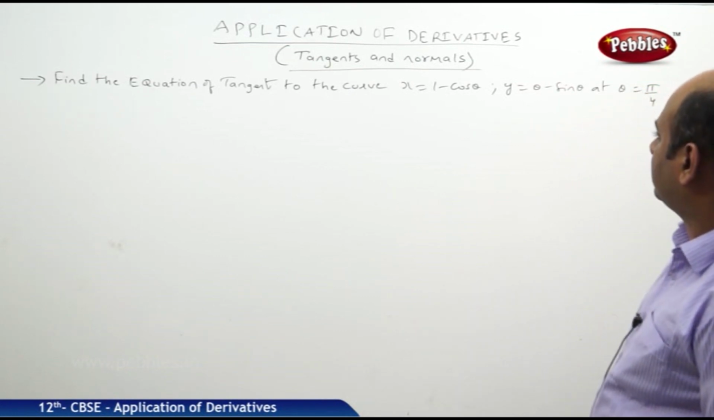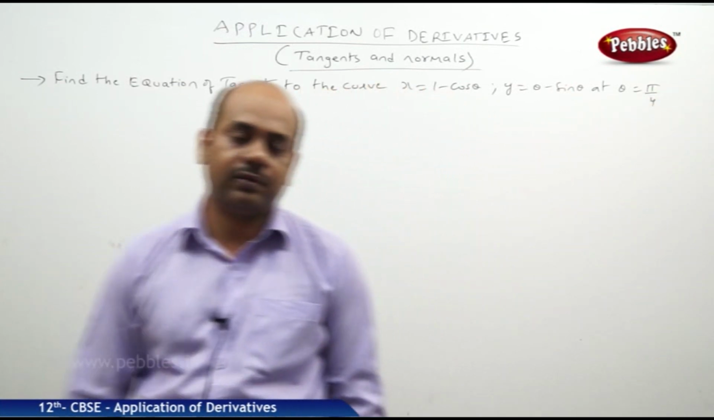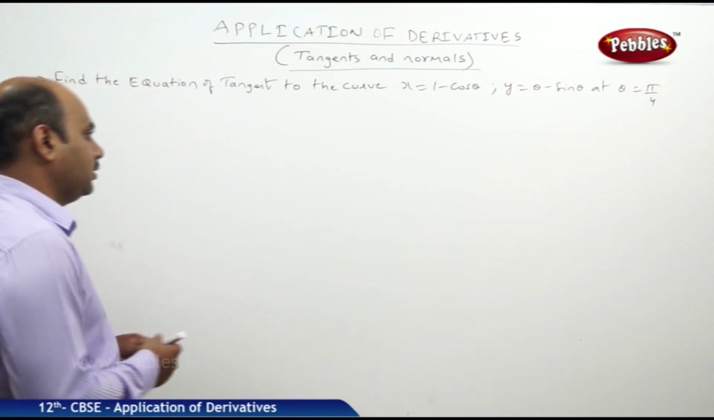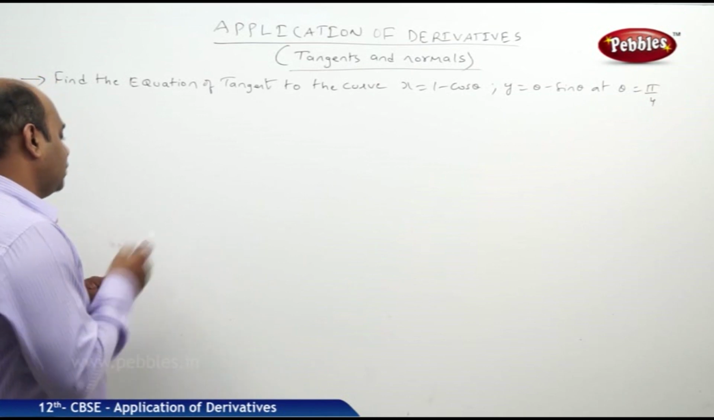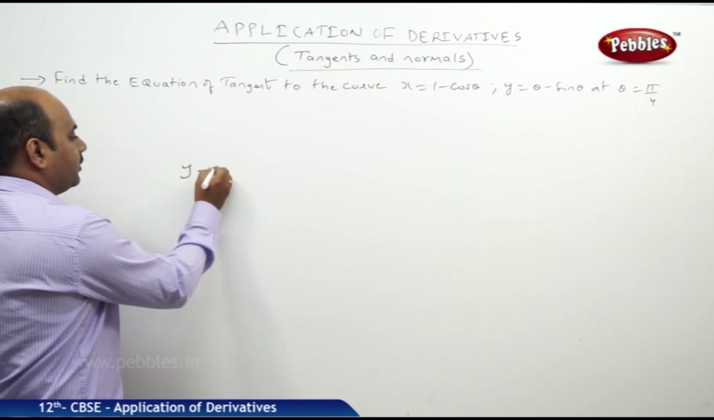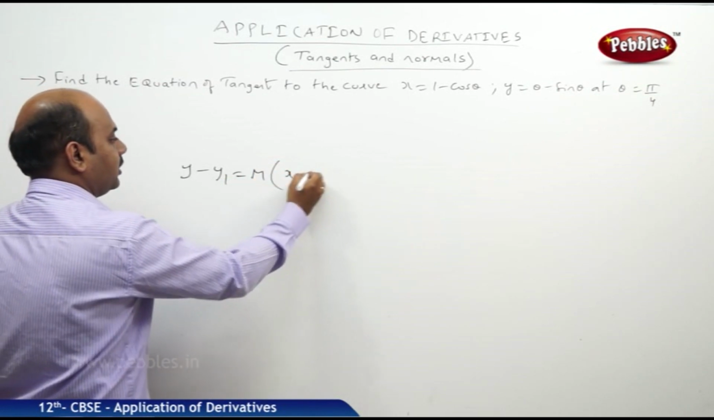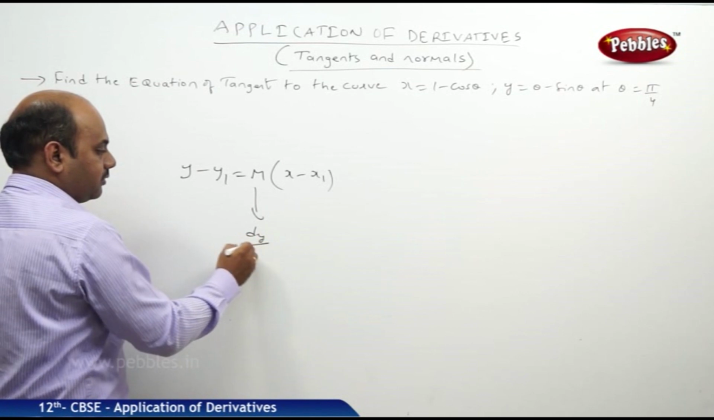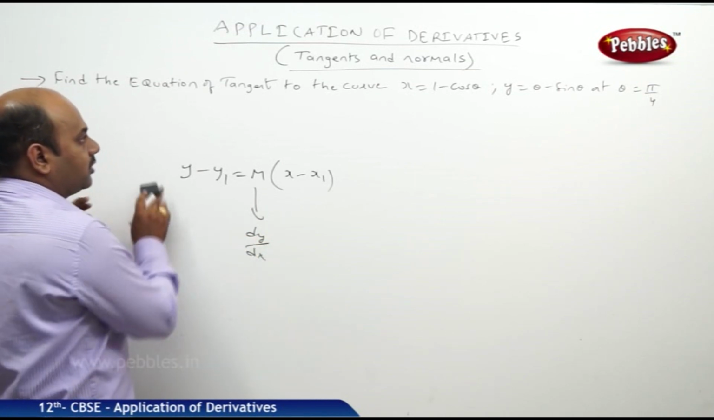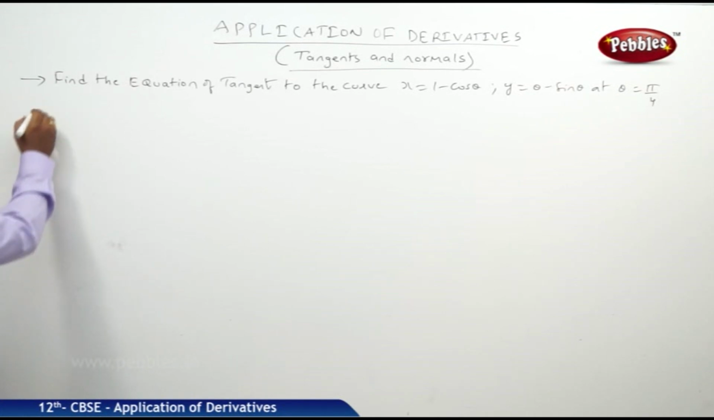Equation of the tangent to the curve x is equal to 1 minus cos theta and y is equal to theta minus sin theta, at theta is equal to pi by 4. So in a rough manner, before starting this problem, I will tell what they mean by equation of a tangent. It is given by the formula y minus y1 is equal to m into x minus x1, and this m always refers to dy by dx. So basing upon this formula we shall be doing this problem.